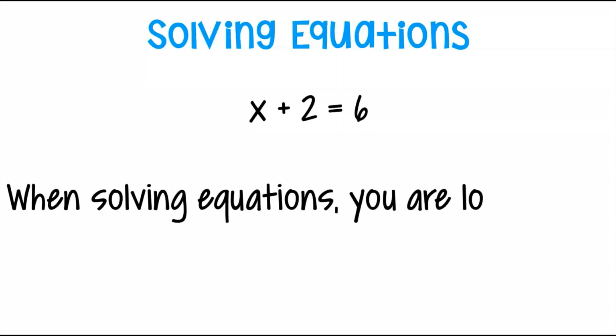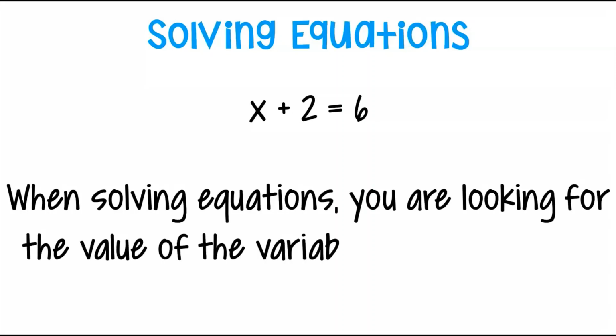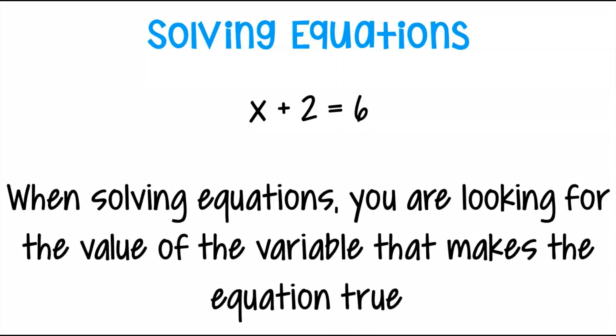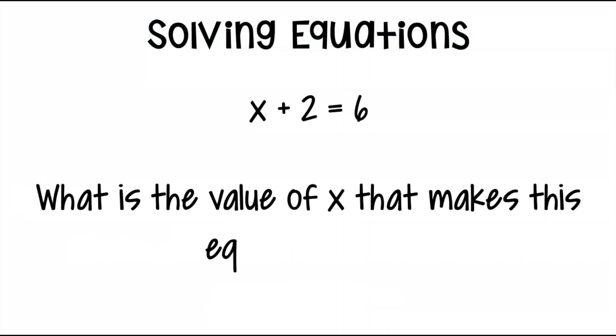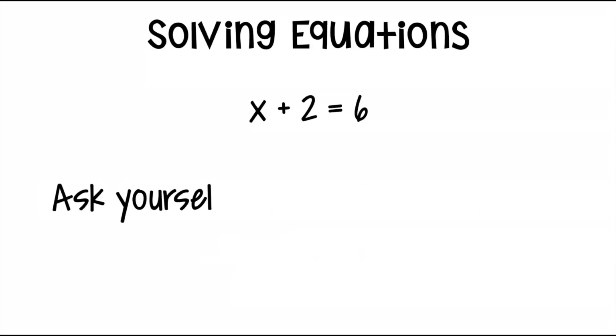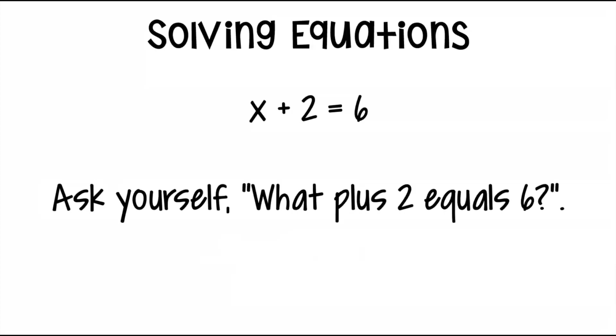When solving equations, you are looking for the value of the variable that will make the equation true. That means we're looking for what value of x will make this equation true. So what value of x could we put in there where we're going to get a 6 on both sides? Ask yourself, what plus 2 equals 6? Well, I hope you said 4. 4 will be the solution to this equation, because 4 plus 2 equals 6. That makes this sentence true.